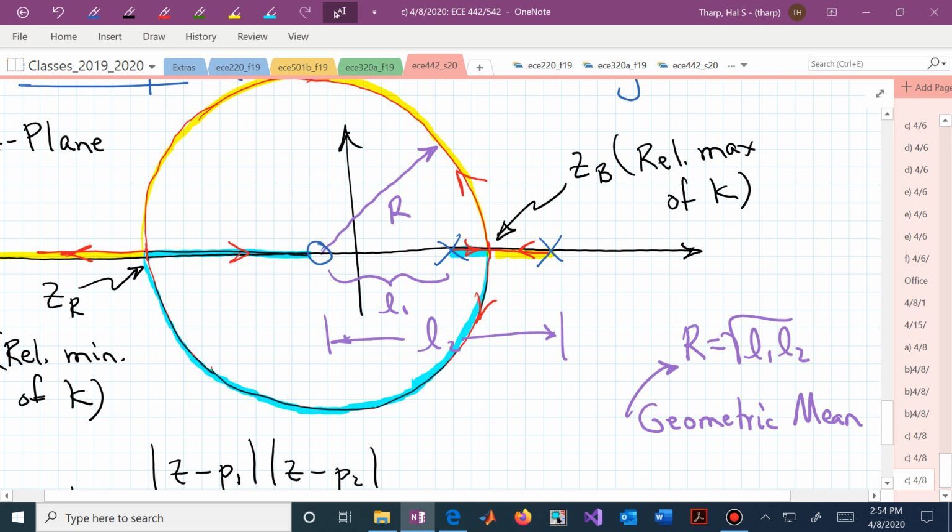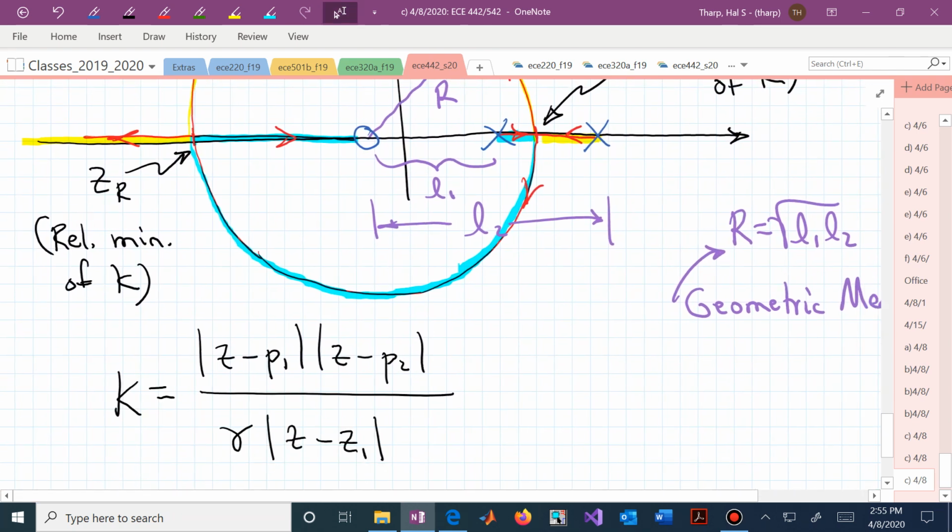There's a distance, I'm calling it little l sub 1, between the zero and the first pole. There's another distance, I'm calling that l sub 2, between the zero and the second pole. The geometric mean is the square root of the product of those two. So now we're multiplying and square rooting, whereas the arithmetic mean is we're adding and dividing by the number of values that we're taking the average of. Here, we're multiplying two numbers, and we're taking the nth root, the second root, the square root of their product. That's the geometric mean.